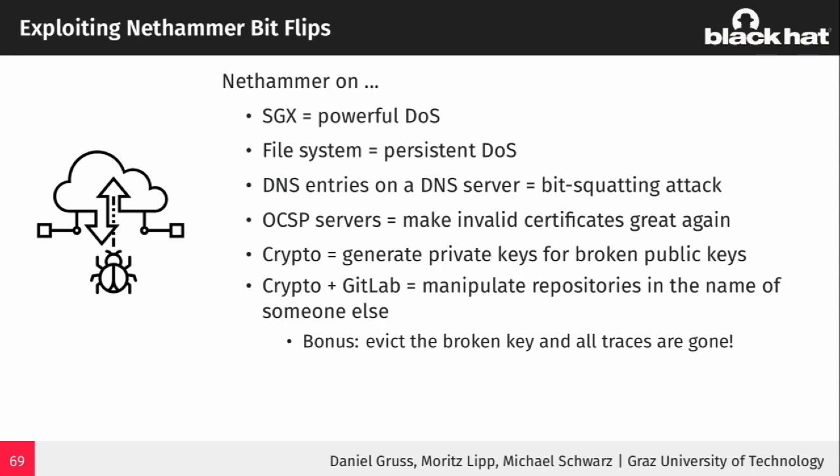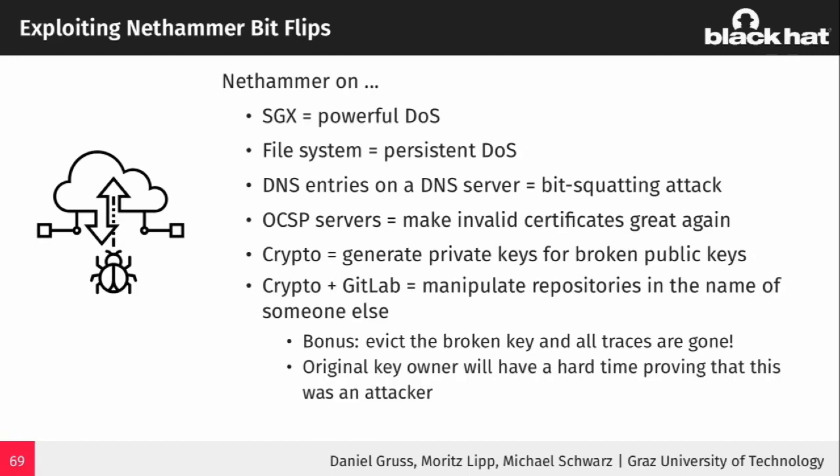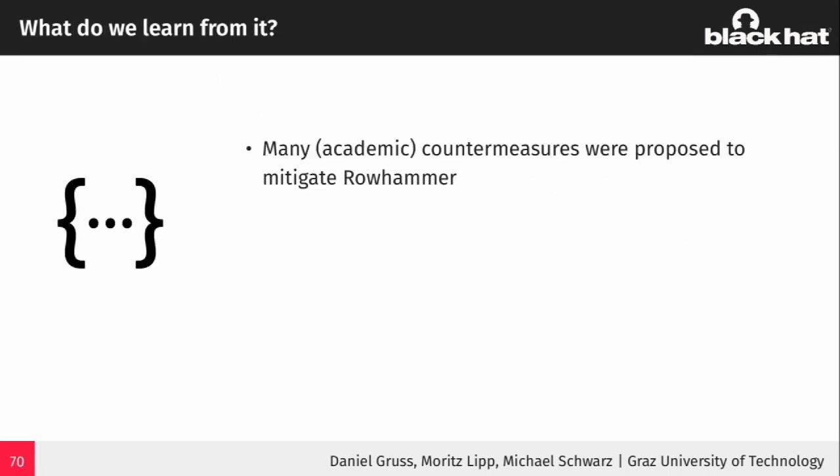And as a bonus, we can again evict the page cache and get rid of the broken key, and no one sees any traces anymore. So that's quite unfortunate. So you say there is a commit, and I can't prove that it's not from me. It was my commit, and no one will ever know. Okay, that's why you should sign your commits, maybe.